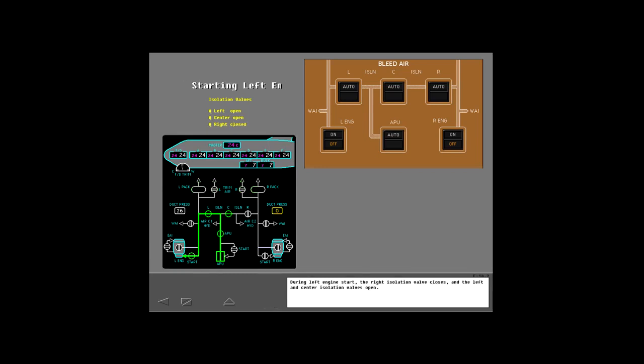During left engine start, the right isolation valve closes and the left and center isolation valves open. During right engine start, the left isolation valve closes and the center and right isolation valves open. During a cross-bleed start, the ASCPC automatically opens all three isolation valves. And finally, during engine-out operations, all isolation valves are open.